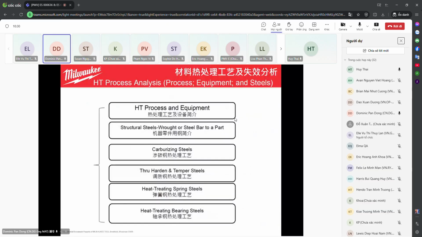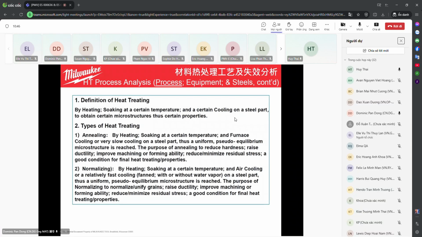Okay, then we move to a very basic introduction about heat treatment. Basically, it covers these 6 different sections. First, let's go to the heat treatment process and equipment. Here is some fundamental knowledge.